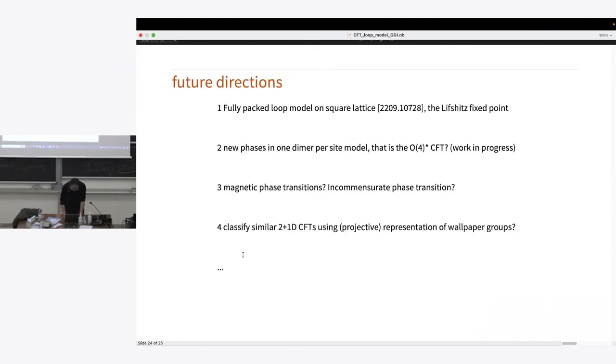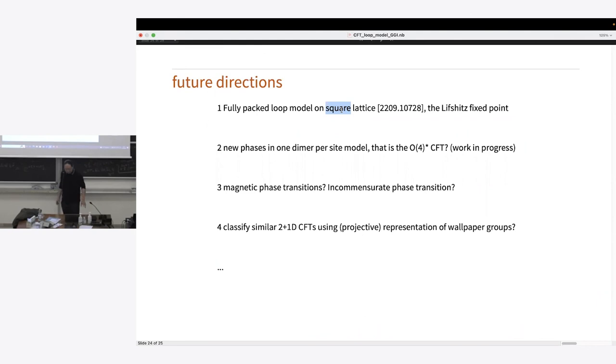Okay, so that's pretty much all I want to discuss. Some future directions: there is already a published work on arXiv on the square lattice. It's polyacetylene loop models on the square lattice. This model, interestingly, has some connection with integrable models. It's not a CFT, it's a Lifshitz point in 2+1D with the dynamical critical exponent z equal to 2. But it has some very interesting connections with six vertex models, which are 2D integrable.